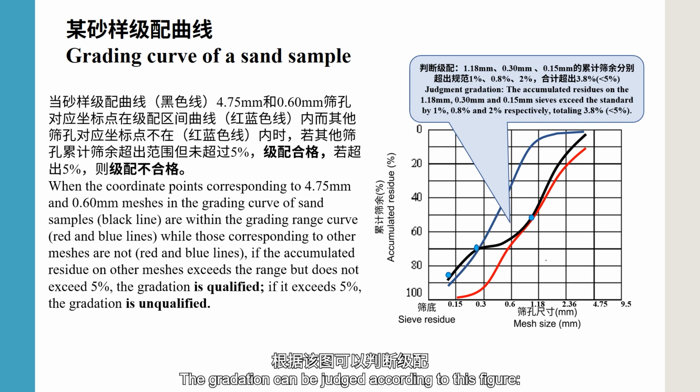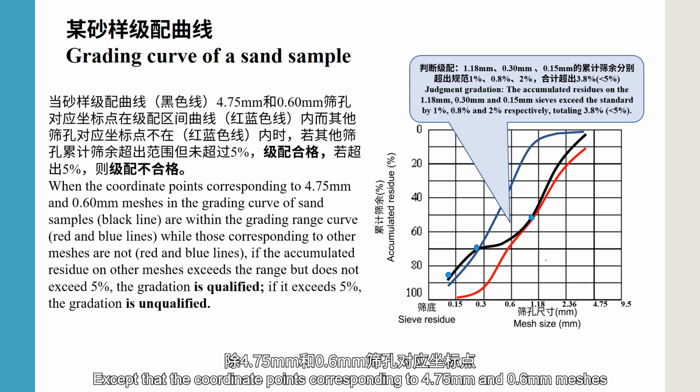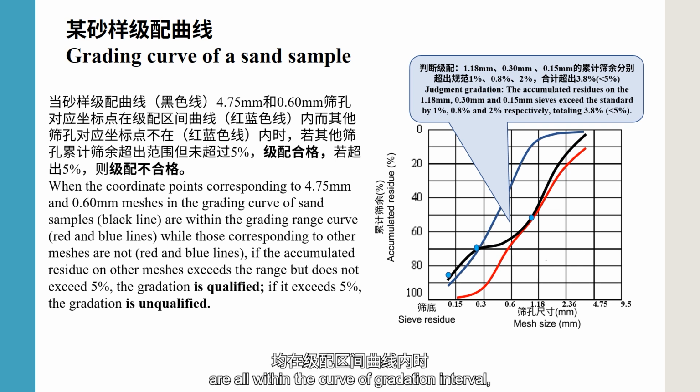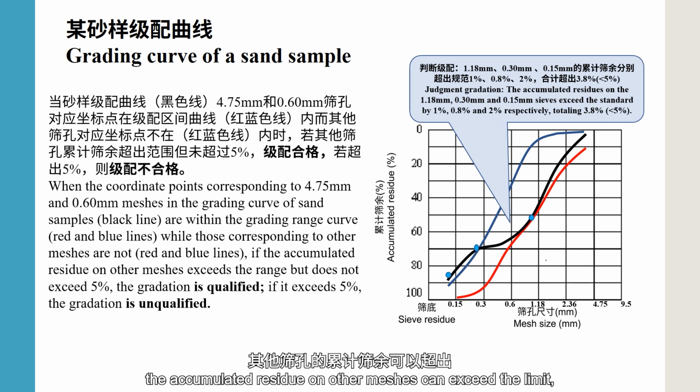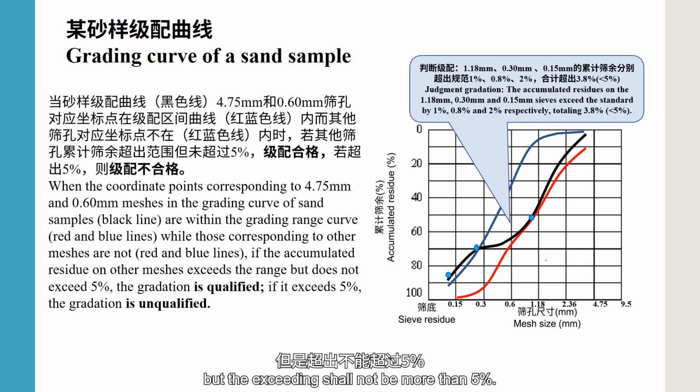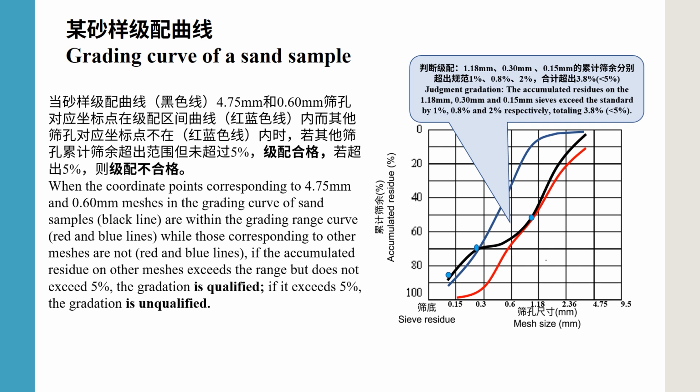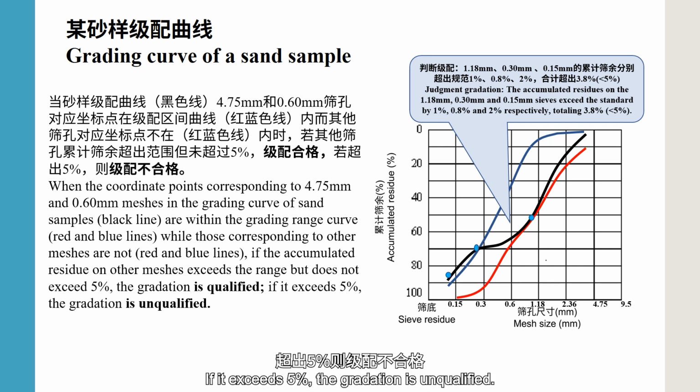The gradation can be judged according to this figure, provided that the coordinate points corresponding to the 4.75 mm and 0.6 mm meshes are all within the curve of the gradation interval. The accumulated residue on other meshes can exceed the limit, but the exceeding shall not be more than 5%. If it exceeds 5%, the gradation is unqualified.